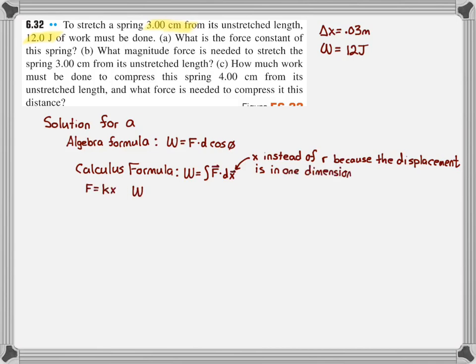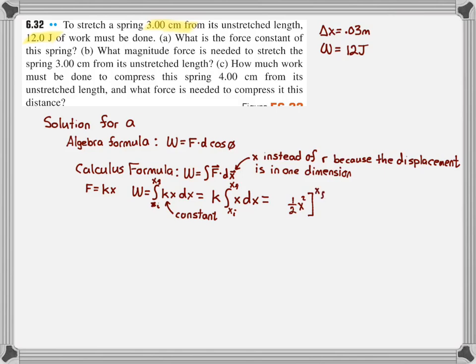So now we have to figure out what the force equation is with respect to the displacement. So again, we go to Hooke's law. We know that the force needed to stretch an elastic material is equal to kx. So when we substitute it into the equation, we have work is equal to the integral of kx with respect to x, so kx dx. And we can go even further. Since k is constant, we can take it out and just say work is equal to the constant k times the integral of x dx. And the integral of x would just be 1/2 x squared.